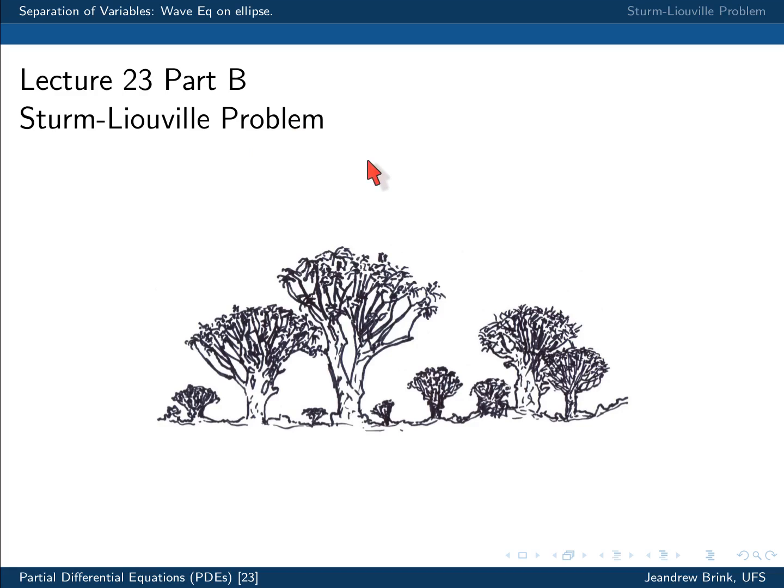Okay, we encountered a number of Sturm-Liouville problems when we separated the spatial part of the wave equation and the ellipse. In particular, we found Mathieu's equation, and I just wanted to highlight the main parts of the Sturm-Liouville theory that makes finding solutions easy.